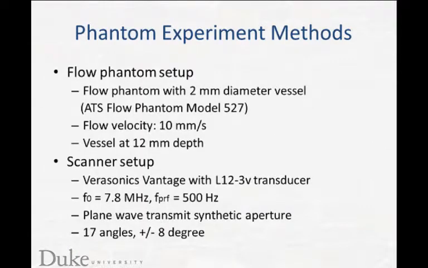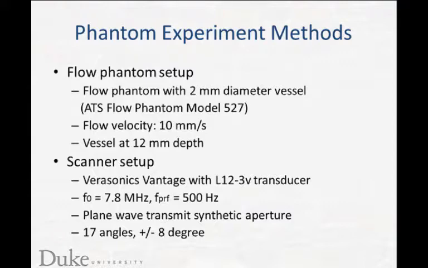Experiment is done with the flow phantom, which has a 2 millimeter diameter vessel. This is the smallest we could find. And the velocity was controlled to be 10 millimeter per second, and the vessel is located at 12 millimeter depth in the fetal.